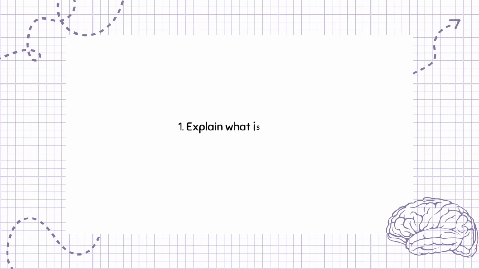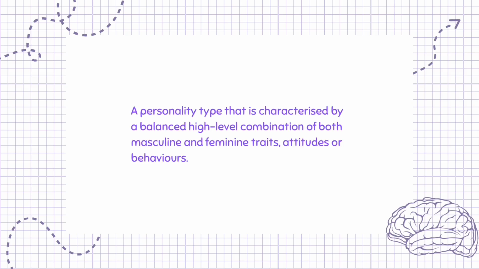Question 1. Explain what is meant by androgyny. 1 mark. A personality type that is characterized by a balanced high-level combination of both masculine and feminine traits, attitudes, or behaviors.